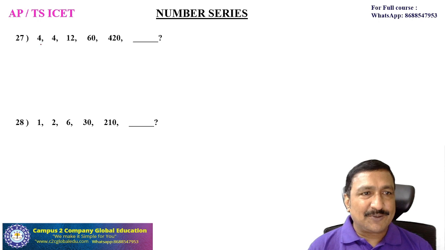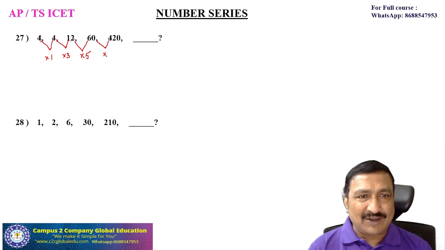Now look at the next question. So here 4 and 4. Directly we can say 4 multiplied by 1, you are getting 4. And 4 to 12, if you multiply by 3, 4 multiplied by 3, you are getting 12. And how are you getting 60 from 12? 12 multiplied by 5. So 1, 3, 5, these are the odd numbers. So next we should multiply it by 7. 6 sevens are 42, so 420 you are getting. So this is multiplication of odd numbers.